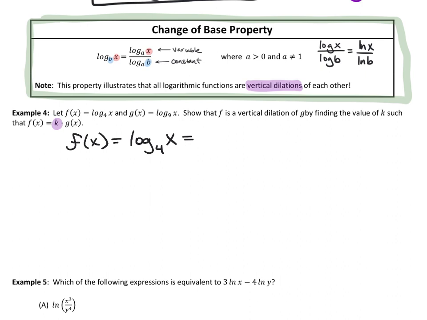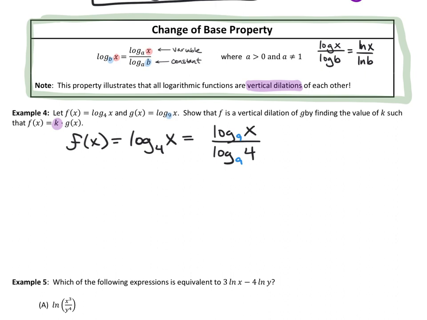So we're going to use the change of base formula, but we're going to specifically choose the base we're going to use to make it relate to g of x. What I mean by that is, what is the base of g of x? 9. We're going to use 9 as the base in our change of base formula, meaning we're going to have log base 9 of x divided by log base 9 of 4. That's the change of base formula. So I took the x value and put it on top. I took the base value, put it on bottom, with the same base for both of these logarithms. Now, I chose the a value to be 9 so that I could relate f to g.